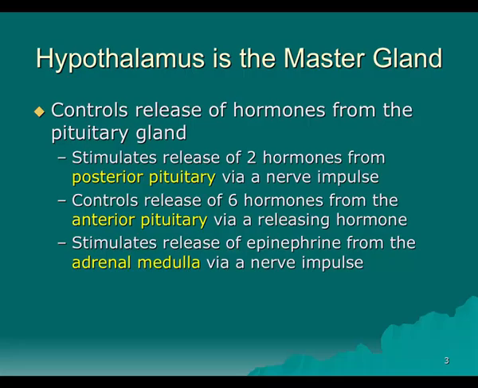Last, the hypothalamus, upon detection of stress, which can be real or imagined, and we'll discuss that later, will stimulate the release of epinephrine from the adrenal medulla. The hypothalamus uses both the nervous system and the endocrine system to help maintain homeostasis. The next several slides will briefly explain what these hormones from the hypothalamus and pituitary gland are and what they do.